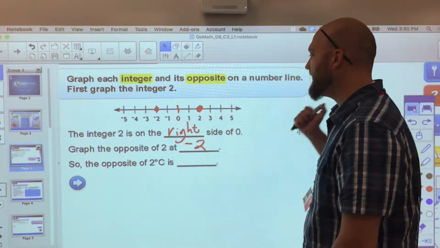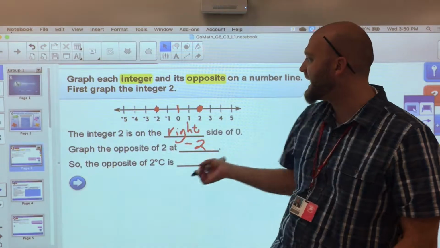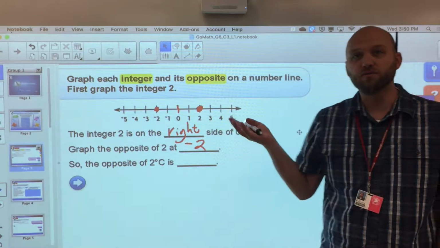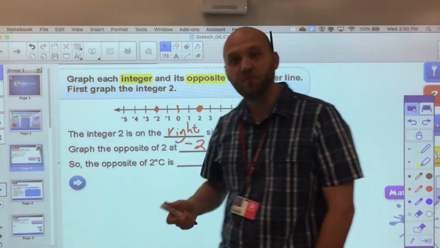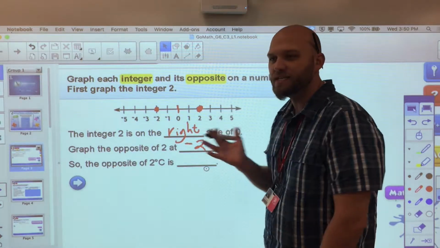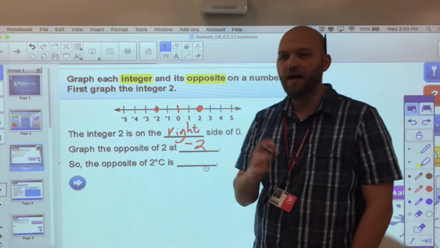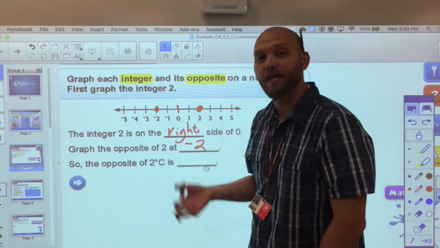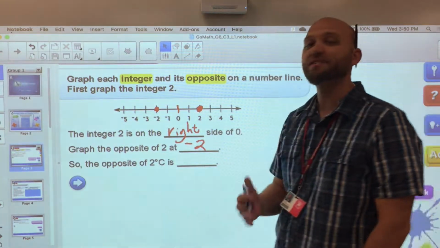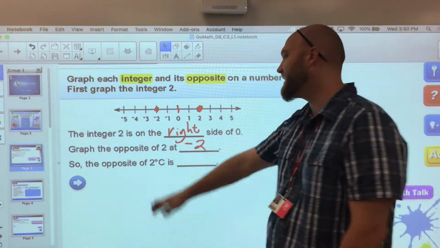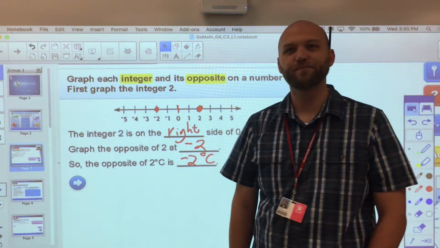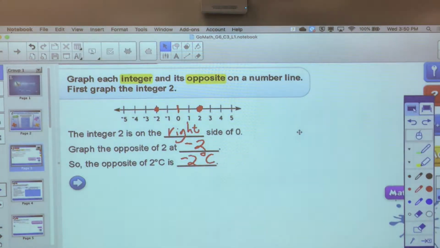Okay, so we are graphing the opposite of 2 at negative 2. Again, knowing that 2 plus negative 2 makes 0. So again, if I have $2 and I'm hit with a bill for negative $2, I have $0. So it's pretty easy understanding that the opposite of a positive is a negative, and the opposite of a negative is just the positive of that number. So the opposite of 2 degrees Celsius is negative 2 degrees Celsius. All right?